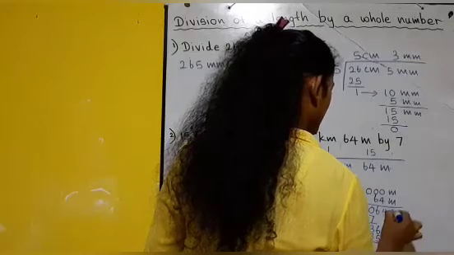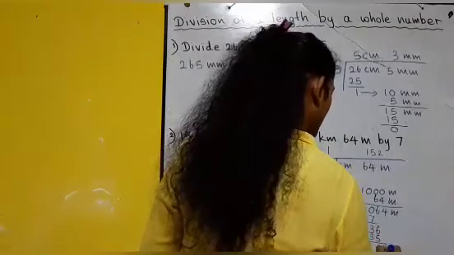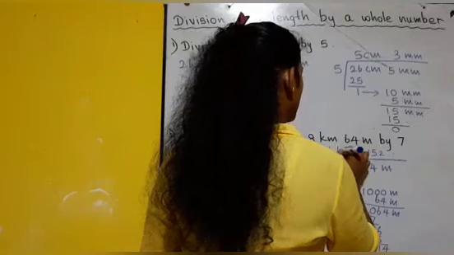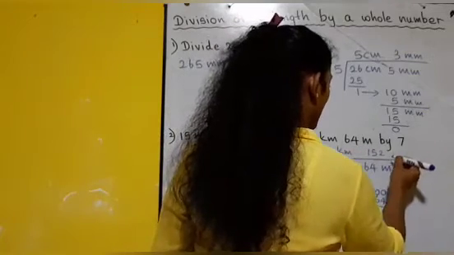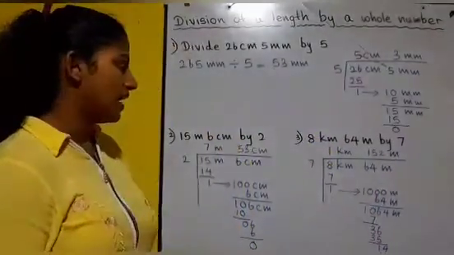1 is remaining. Take this 4. 7 times 2 is 14. The remaining is 0. So the answer is 1 kilometer 152 meters. This is the answer here.